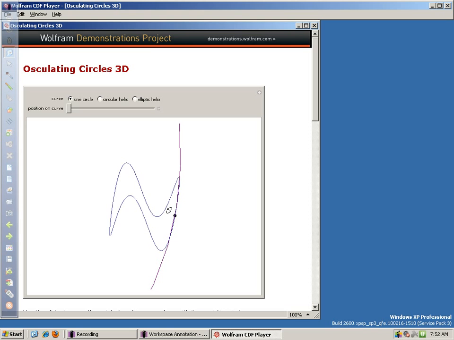Now as we move the point, the osculating circle is not only going to get bigger or smaller, the plane of the osculating circle is going to change. And as the plane changes, that's that binormal. The binormal vector is going to be normal to the plane of the osculating circle. So as we move around, the osculating circle changes its plane. And that is a measure of how twisty the curve is.